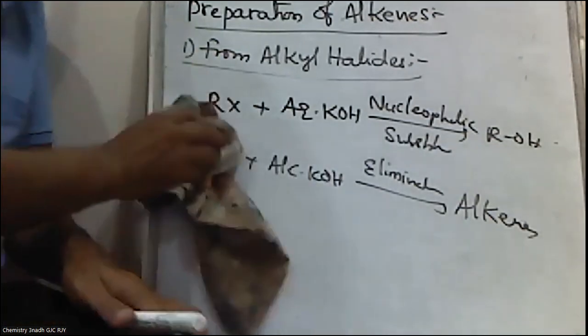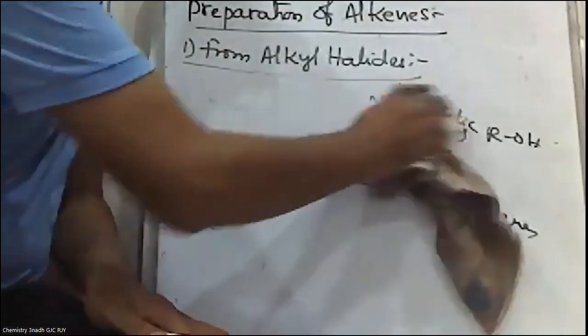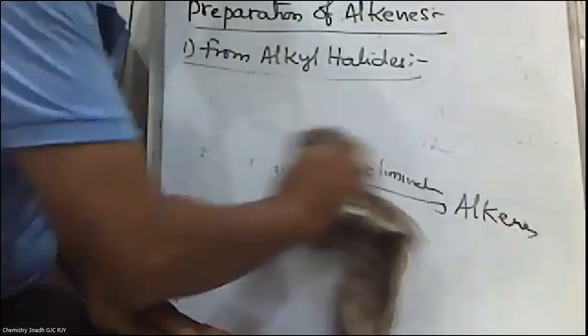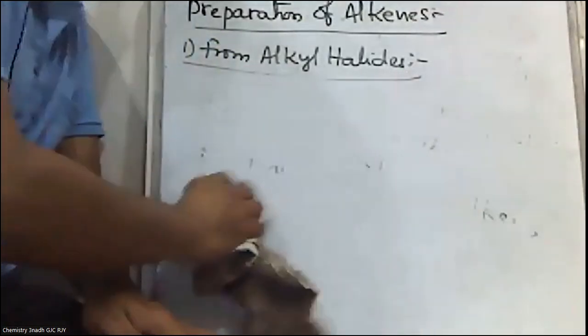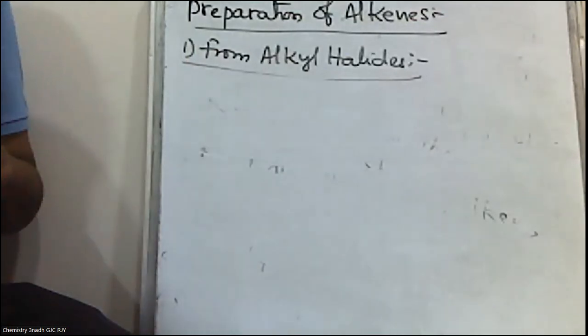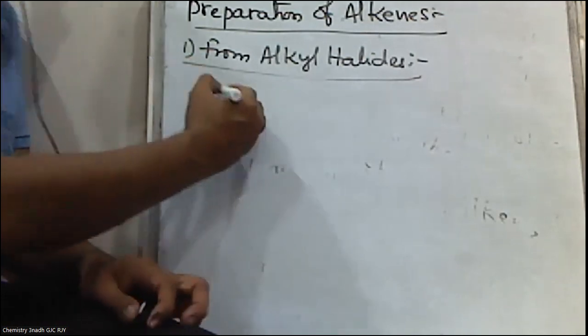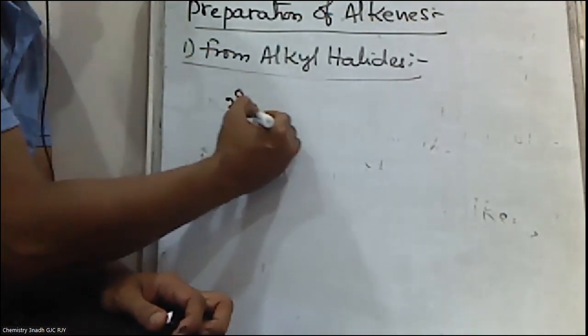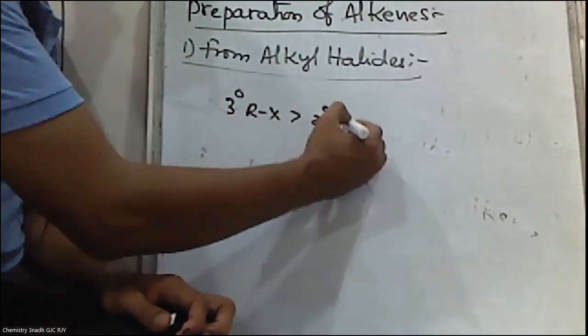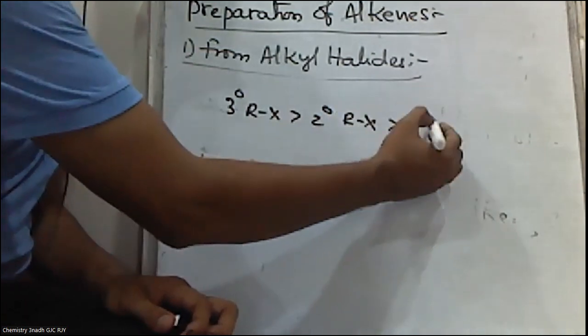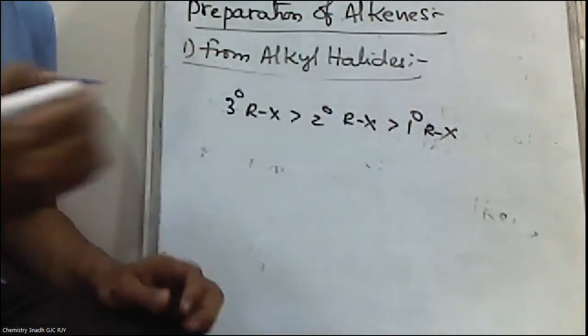From an objective point of view, we need to know some certain things. One is the reactivity of alkyl halides towards dehydrohalogenation: tertiary alkyl halides are more reactive than secondary alkyl halides, which are more reactive than primary alkyl halides.